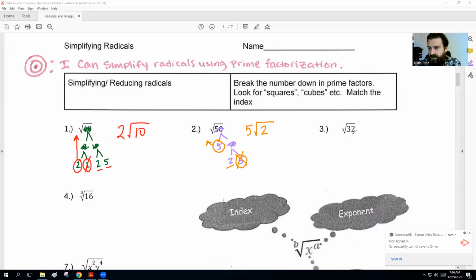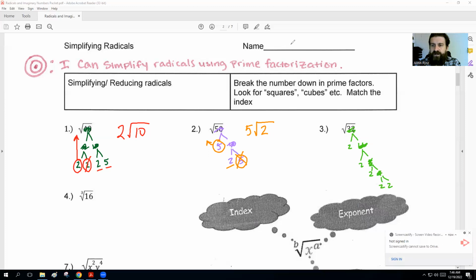All right, square root of 32. We can be lazy and say 32 is 2 times 16. 16 is 2 times 8. 8 is 2 times 4. And 4 is 2 times 2.